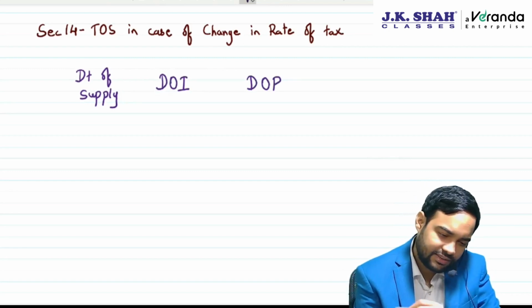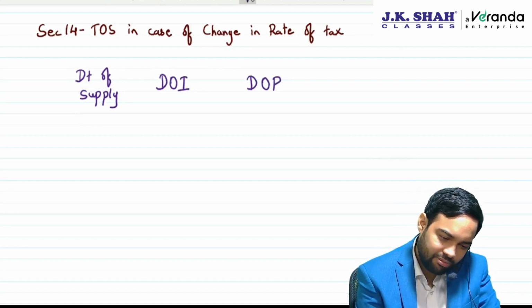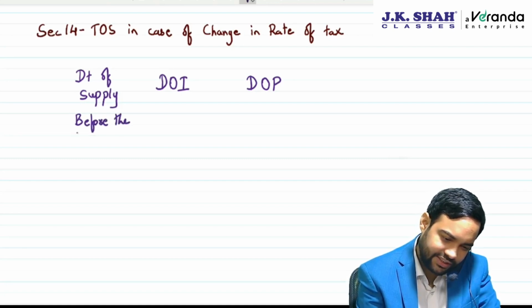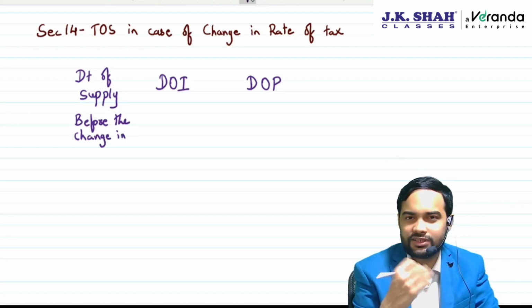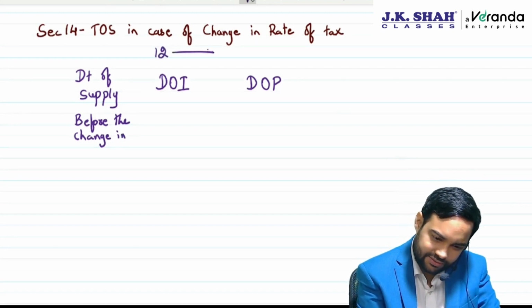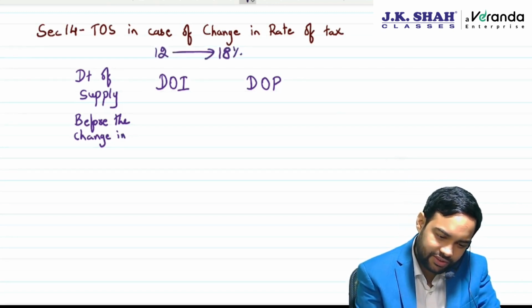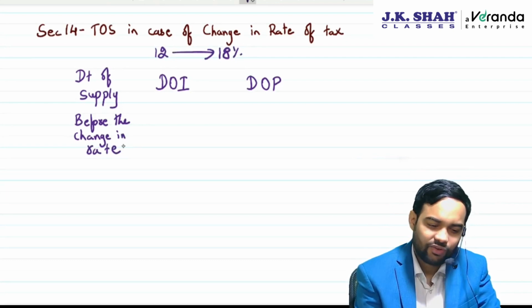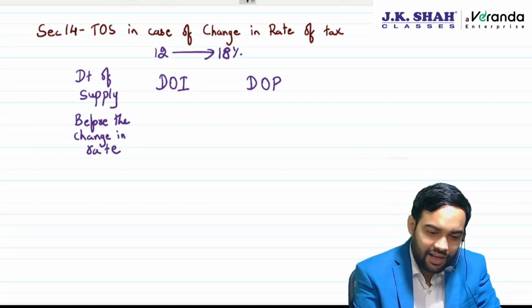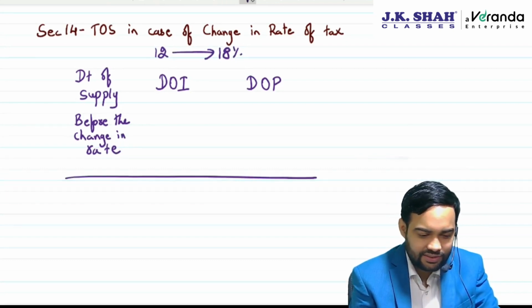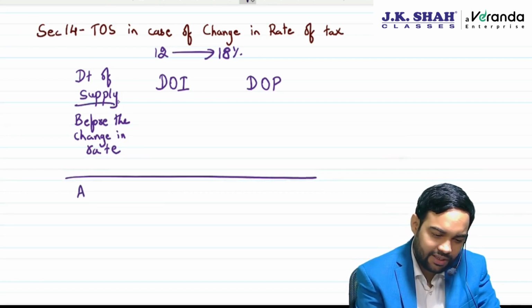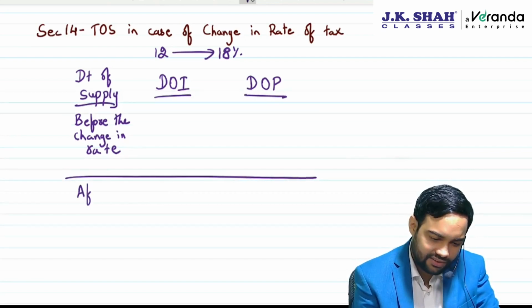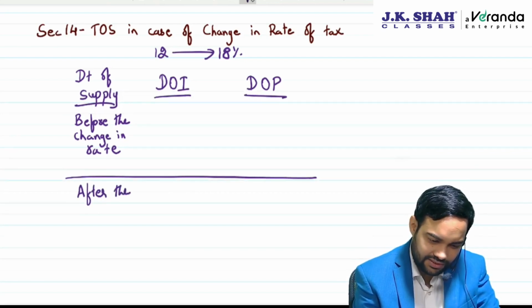Now, suppose the supply was completed before the change in rate. So there was a change in rate of tax from 12% to 18%. Now, before the change in rate, the supply was completed. Or the second situation can be where the supply is completed after the change in rate.